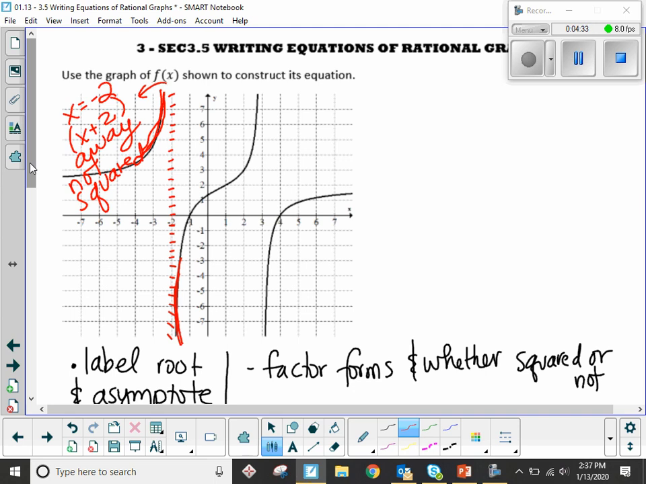You do that, what I just did, for this other asymptote right here. Take a minute and try that with all that same information, but just for this asymptote.